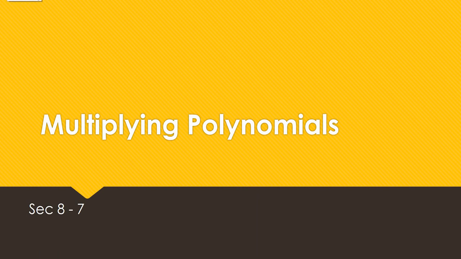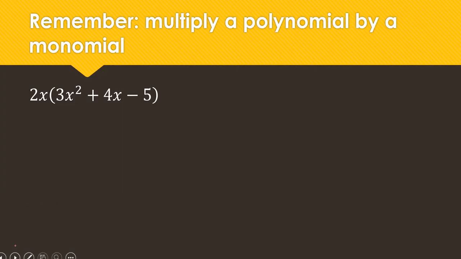Okay, section 8.7 is multiplying polynomials. So we're going to do a quick refresher of our last section, which was multiplying a polynomial by a monomial. So if I have a monomial and I multiply it by a polynomial, I have to distribute, and I'm going to multiply it by each term.